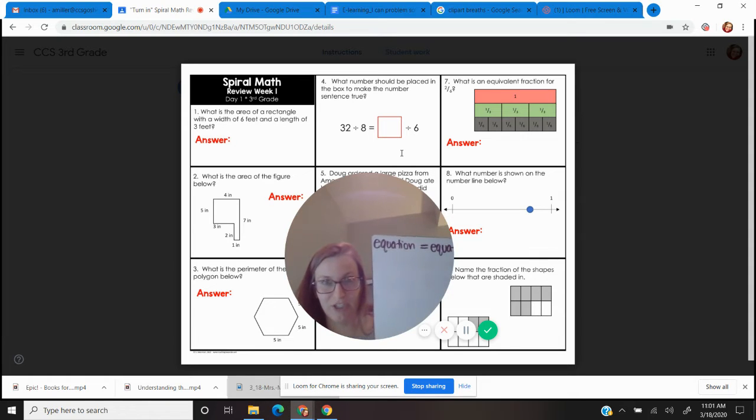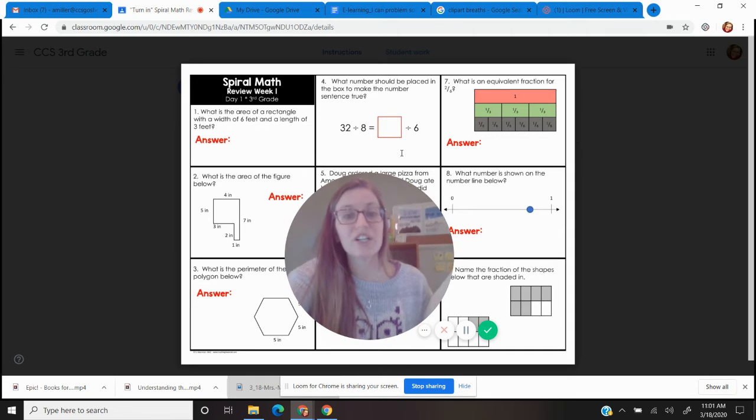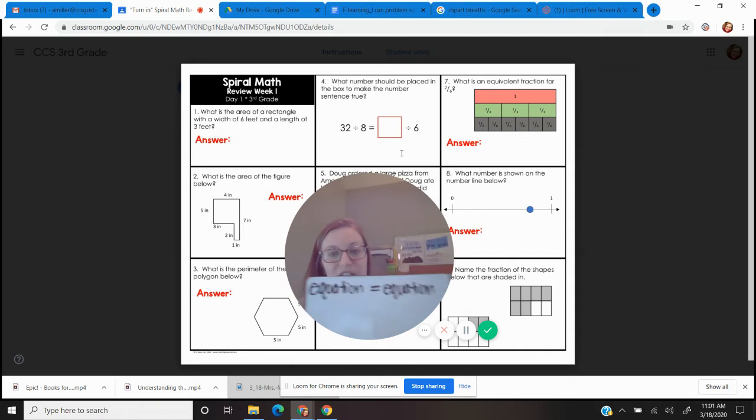So I'd like to explain to you the question and how to answer. I will not be using the exact example in the review. For number 4, I'll be using different digits and equations. All right, number 4 says, what number should be placed in the box to make the number sentence true? We also know that a number sentence is just another word to use for equation.